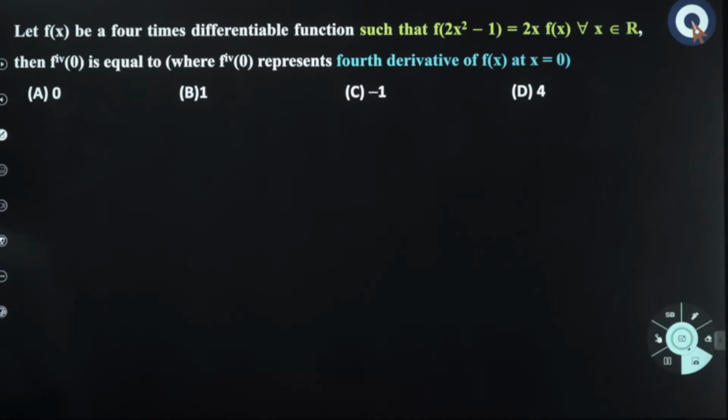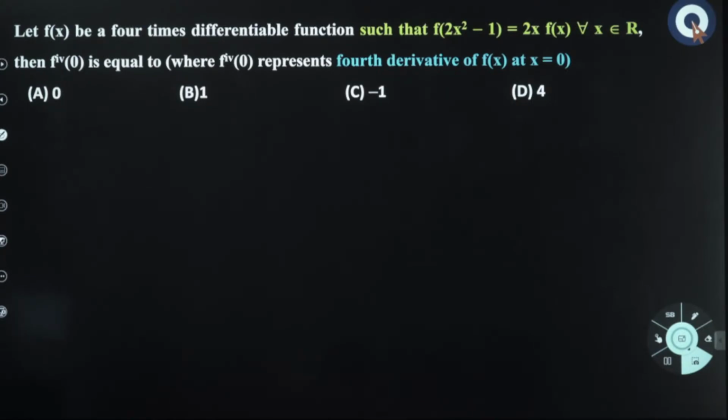Let f(x) be a 4 times differentiable function such that f of 2x square minus 1 is equal to x into f(x) for all x belongs to R. Then the fourth derivative of f at 0 is equal to what?